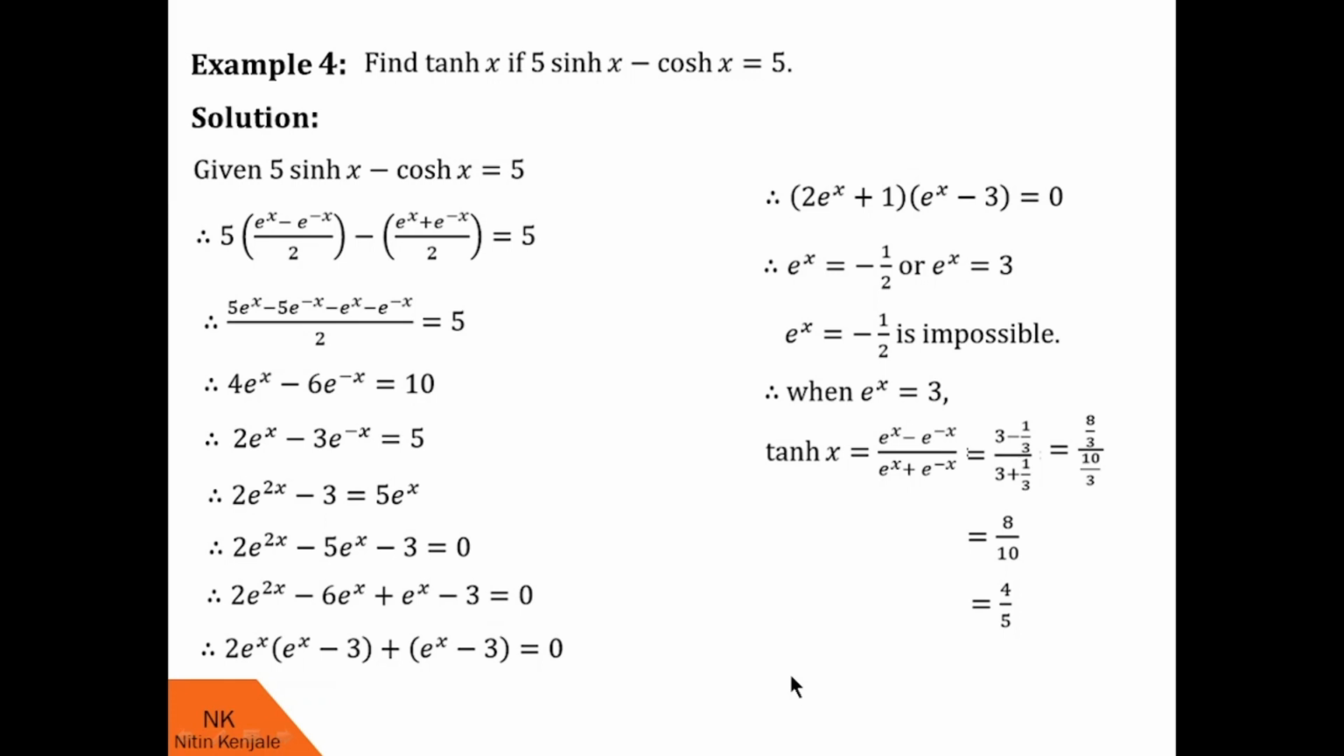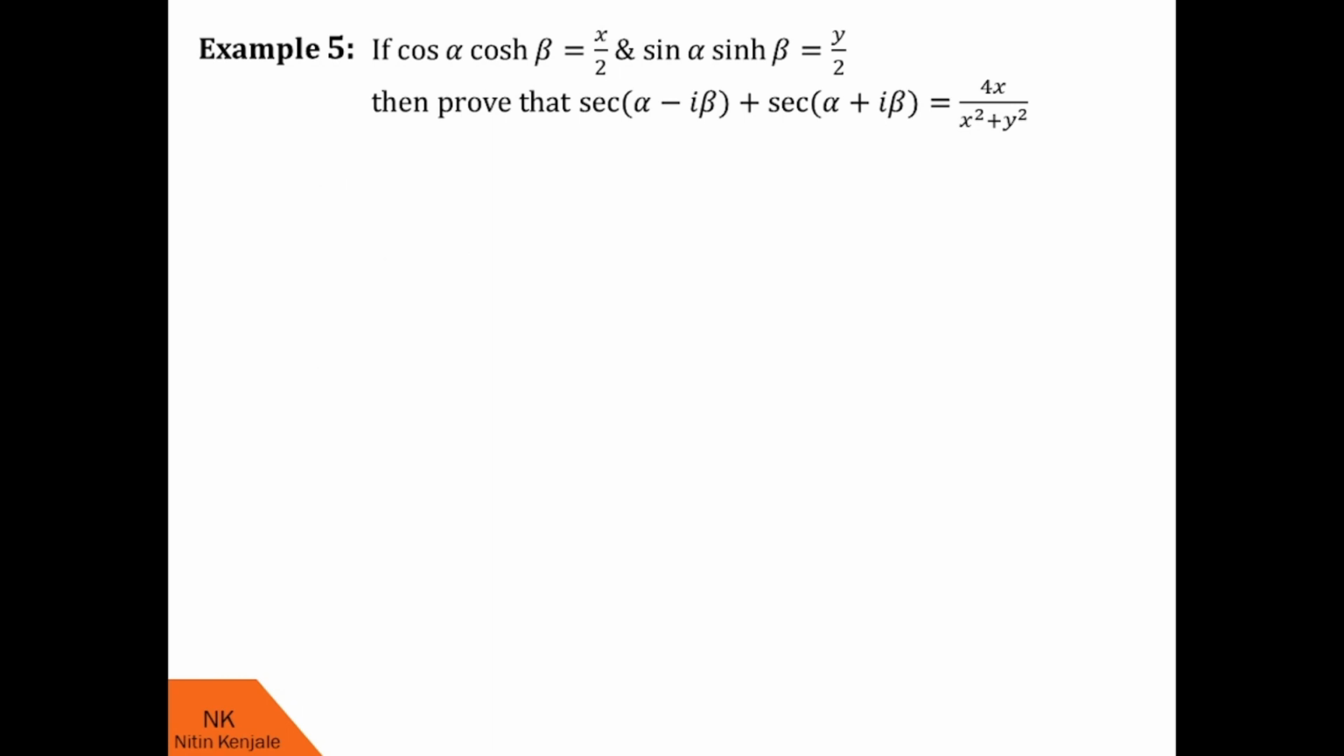Now let's go ahead with the next one. Here we are given that cos alpha into cosh beta is equal to x by 2 and sin alpha into sinh beta is equal to y by 2. Then we have to prove sec of (alpha minus i beta) plus sec of (alpha plus i beta) is equal to 4x upon (x square plus y square). So let's prove this statement if the given data is this.